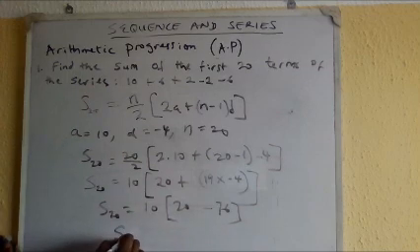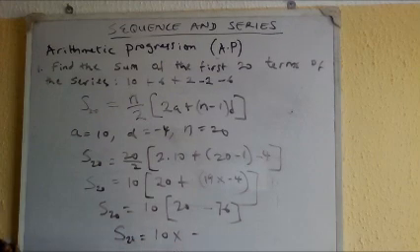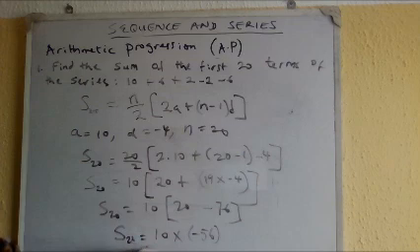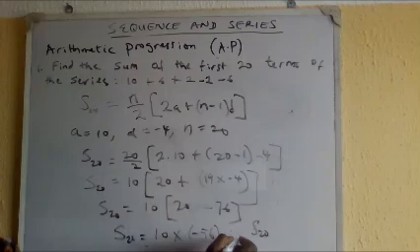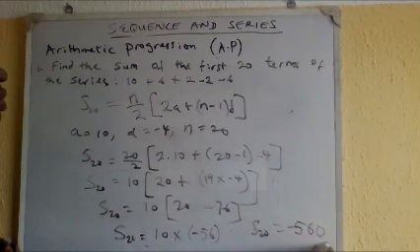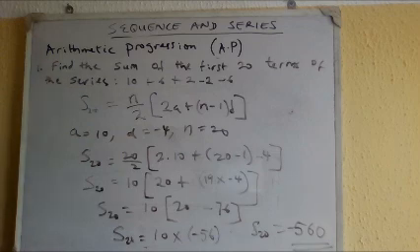So the sum of the first 20 terms is equal to 10 times minus what? Minus 56. And the sum of the first 20 terms is equal to minus 560. So this is the sum of the first 20 terms. So just note how this works.